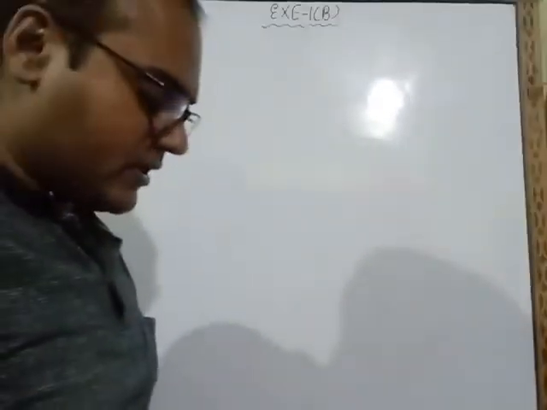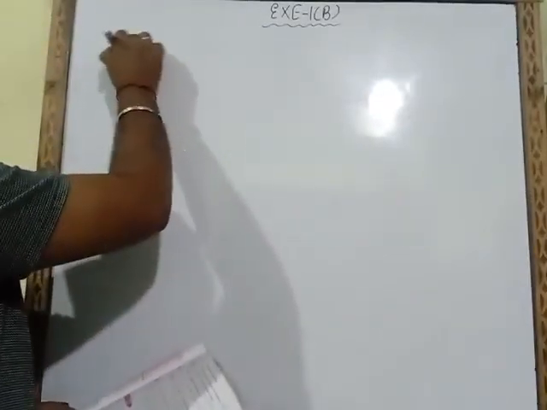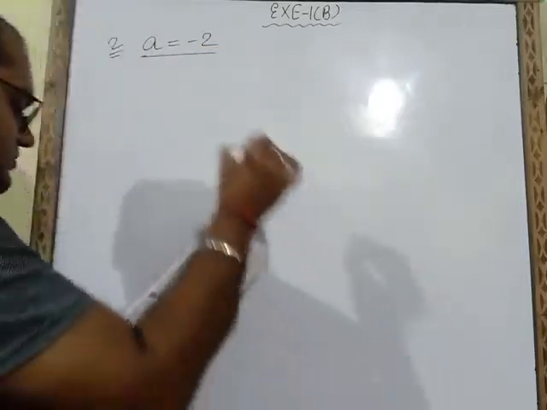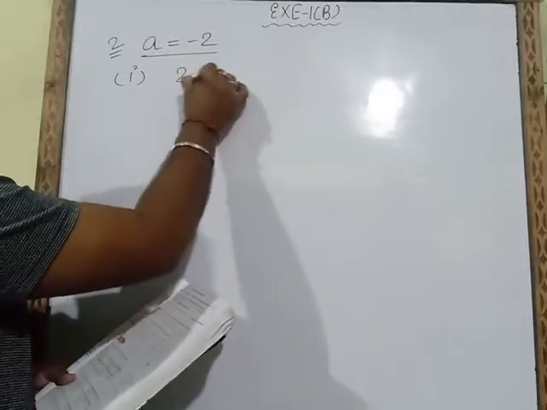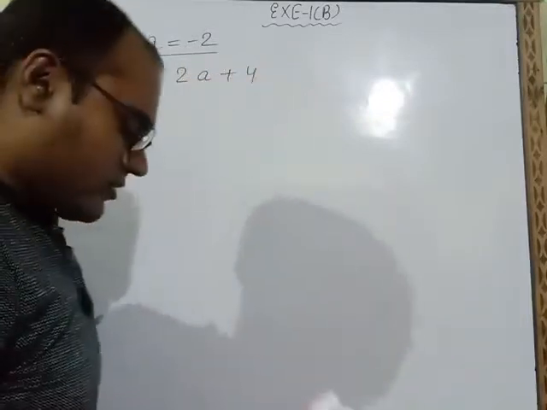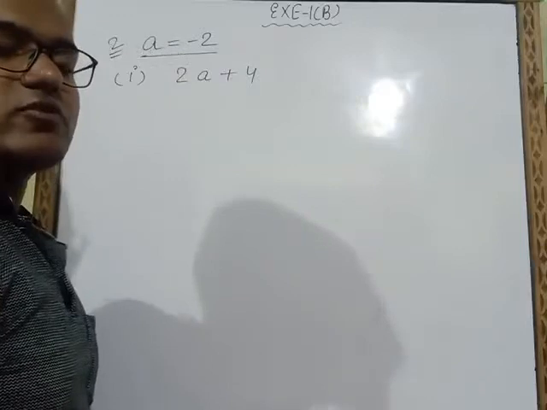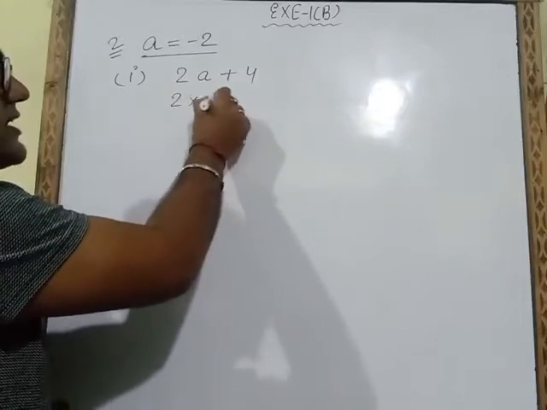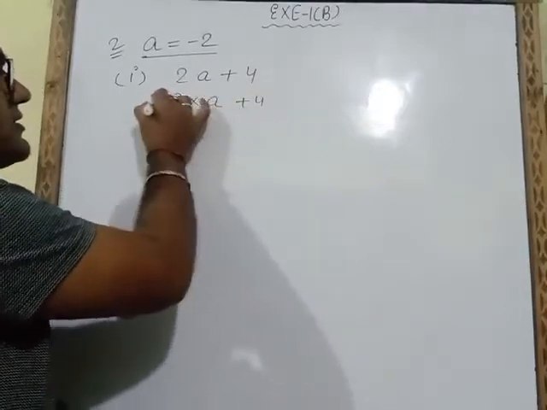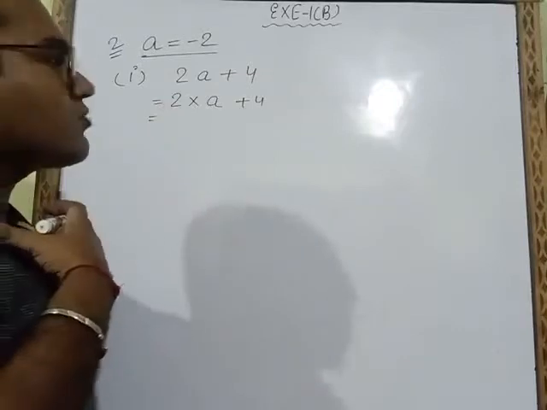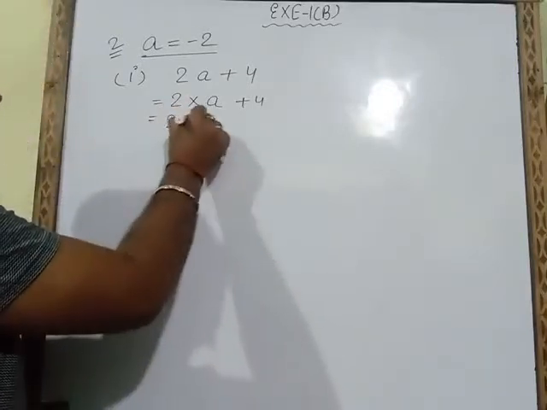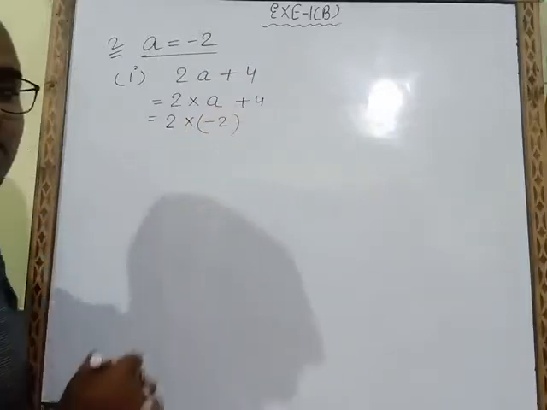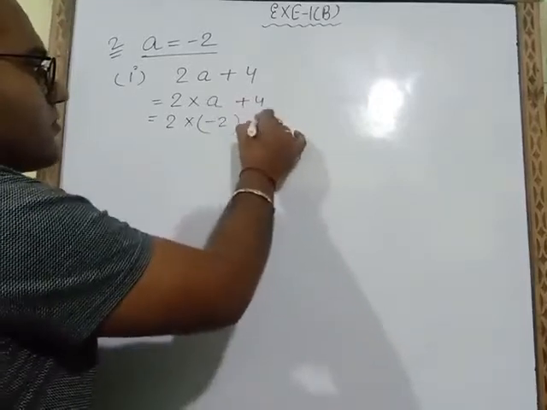The second question is, a is equal to minus 2. The value of a is given. Now in the first part you have to find the value of 2a plus 4. First of all, between 2 and a we take a multiply sign, then plus 4 we write as it is. Now in place of a we put the value of a. 2 multiply a value, which is minus 2; minus is there, that's why we take it in a bracket. Now plus 4 we write as it is.